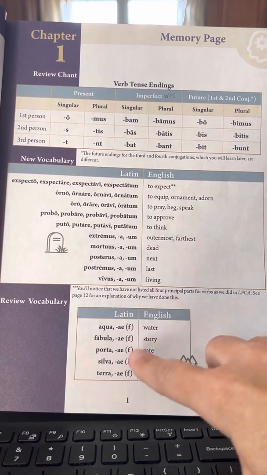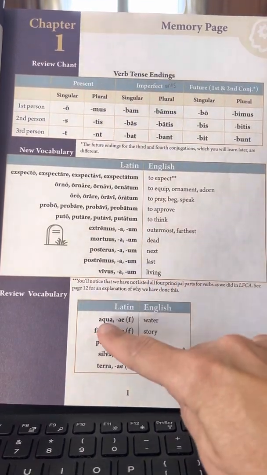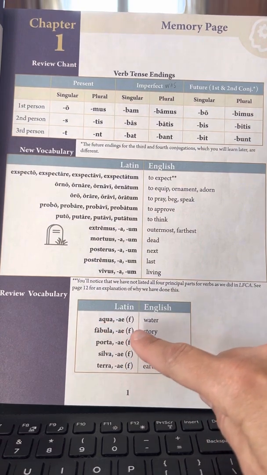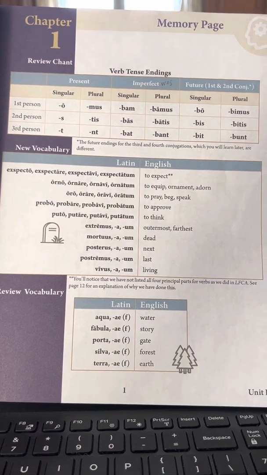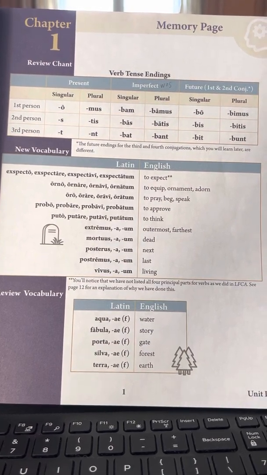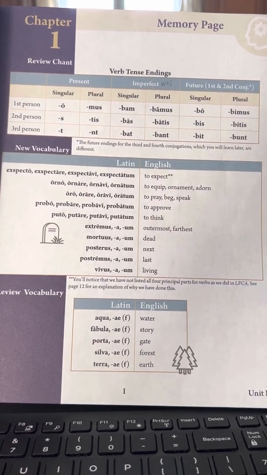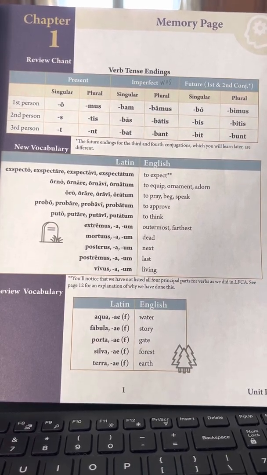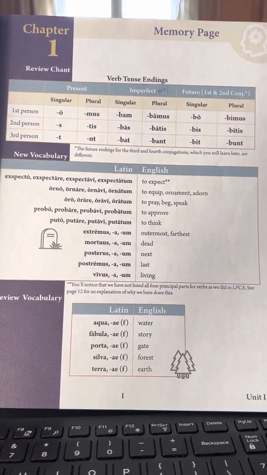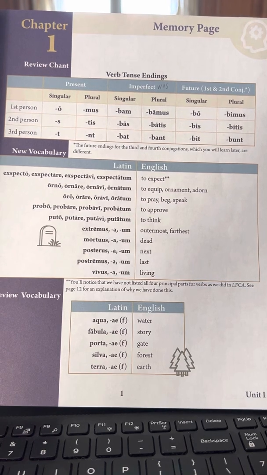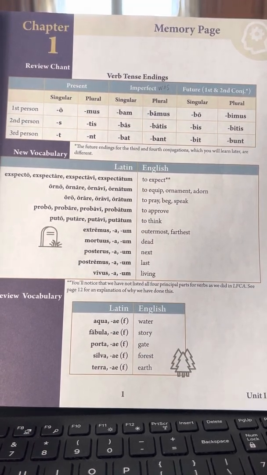Your review vocabulary. So these are things from last year. These are real simple words. So we've got aqua, aquae, feminine, water. Fabula, fabulae, feminine, story. Porta, portae, feminine, gate. Silva, silvae, feminine, forest. Okay, so very quickly, that's how you say them. Sorry for the couple of mistakes. I hope you didn't get lost in anything.